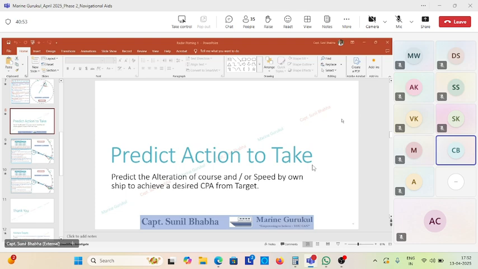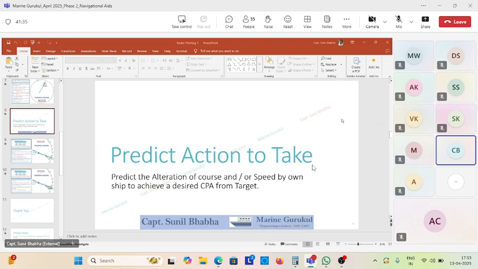And if we find that the CPA is very less and we need to increase that CPA, we have to take some action. Most of the time in open sea, the action is alteration of course. Another action which is available to us is alteration in speed. Usually in open sea, the preference is always given to alteration of course in compliance with the ROR. And if you are in restricted visibility, then in most of the cases, the recommendation is given to reduction of the speed of the ship.